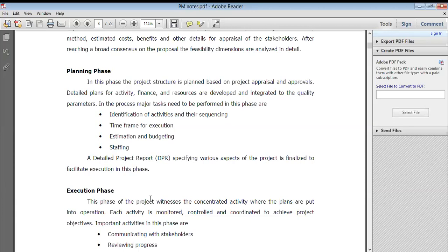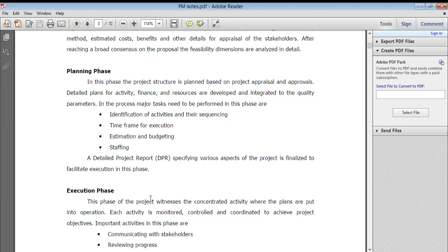So major tasks need to be performed in this phase. The first is the identification of activities and their sequencing. What kind of activity you need to do, you give priority to completing that particular activity first, second, third, and we have seen the phases, phase wise, 1, 2, 3. So you need to complete these activities in number order. Then the time frame for execution: you allot some time, that by this time I will complete this, and by that time I will complete that.